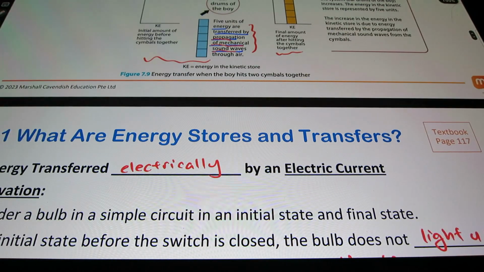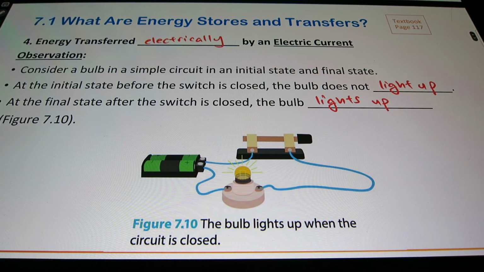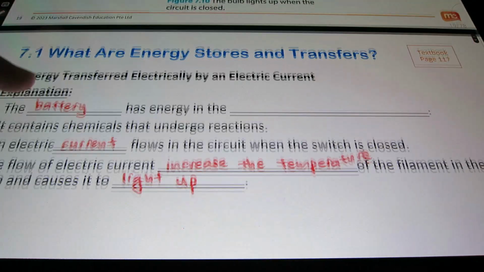And I will cover the final one, which is electrically. So the system is a simple one. I got a bulb connected in series with a battery and a switch. I close the switch, it lights up. I open the switch, it does not light up.